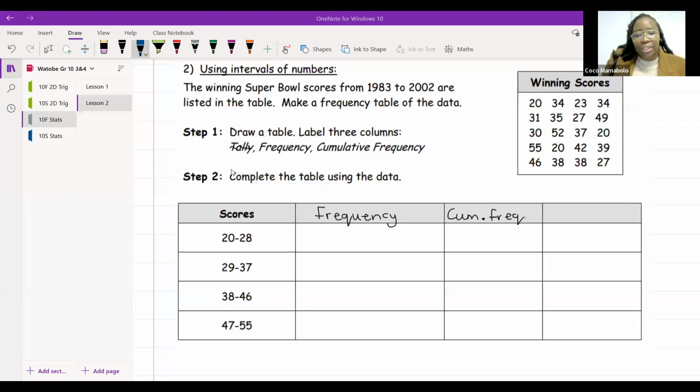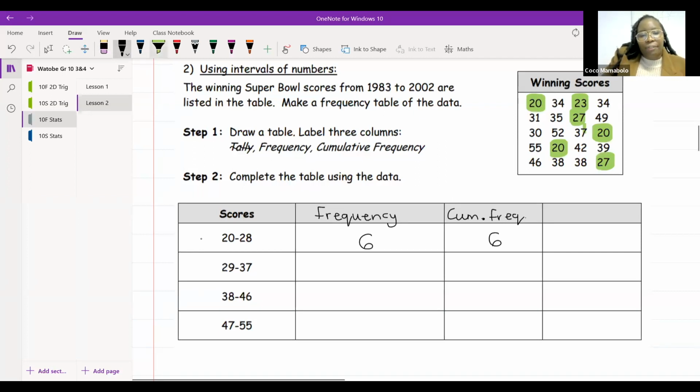All right. So the first interval is between 20 and 28. Let's count how many of those we have. There's a 20, the 20 and 20, and we've got 27 and 27. So how many of those go in between 20 and 28? 6. 1, 2, 3, 4, 5, 6. Good. There's 6 of them. So my frequency is going to be 6 and my cumulative frequency will be 6 again.